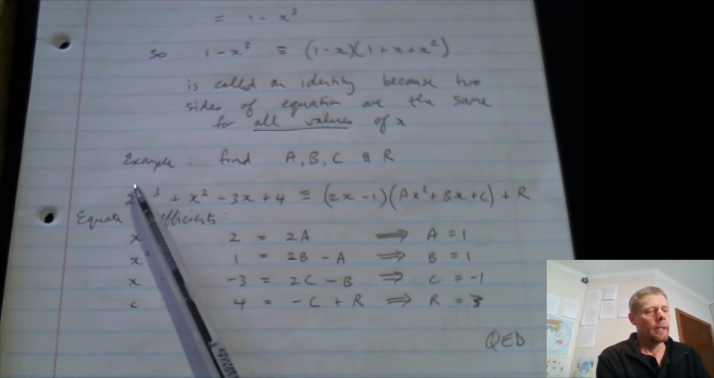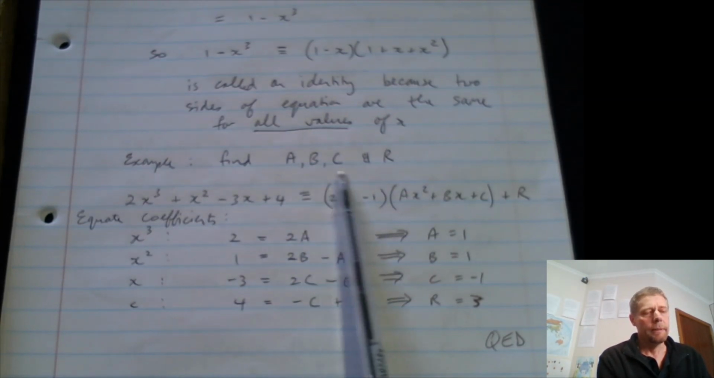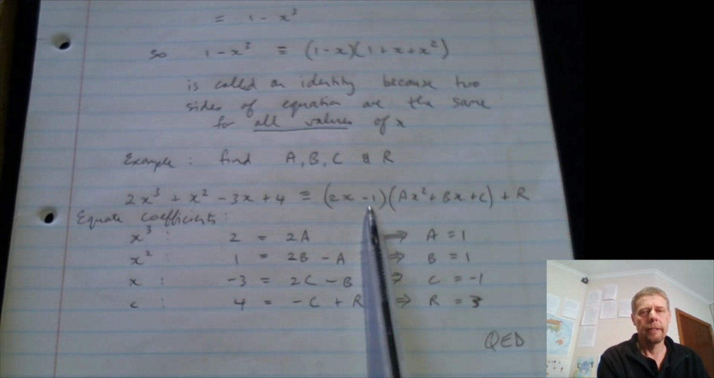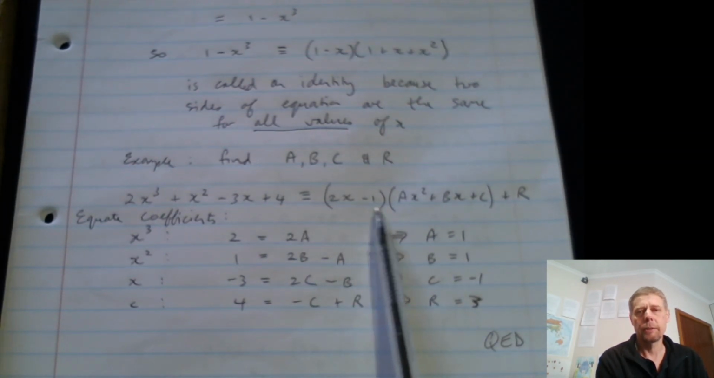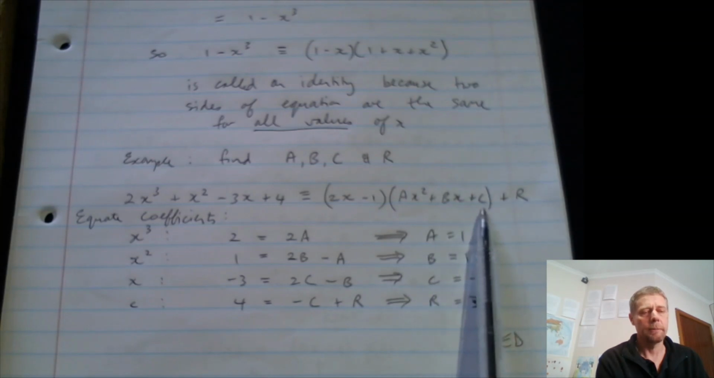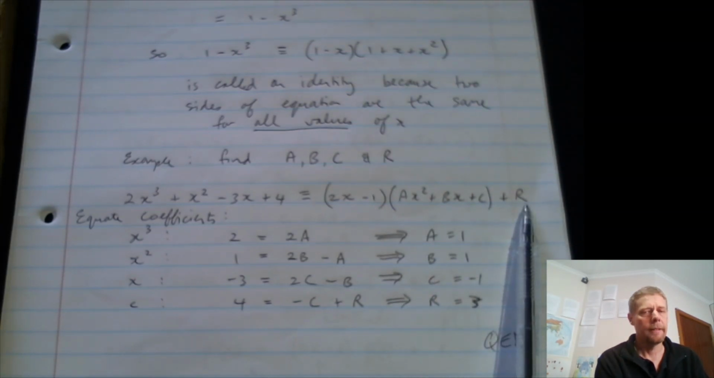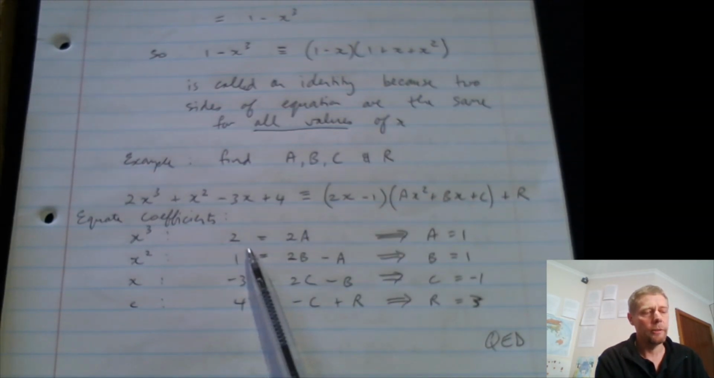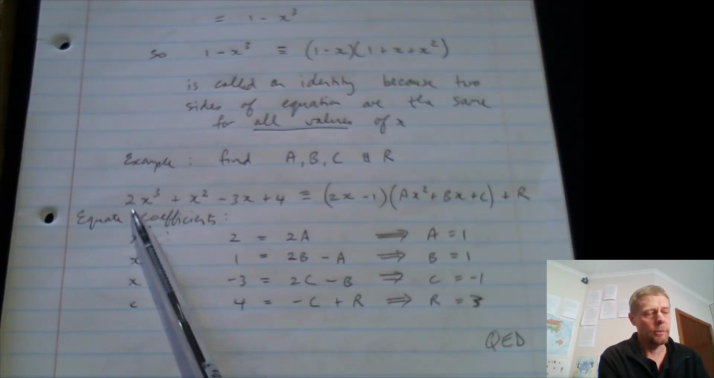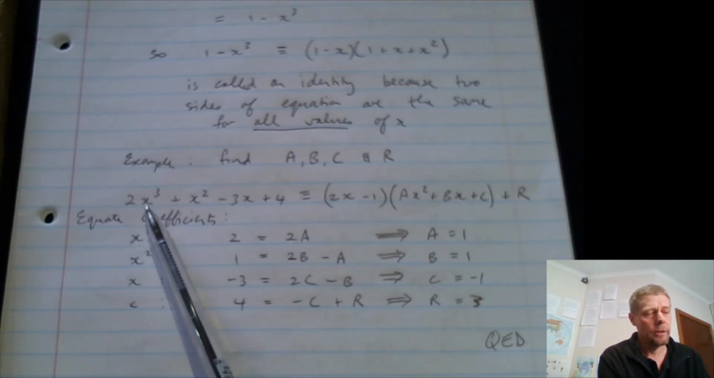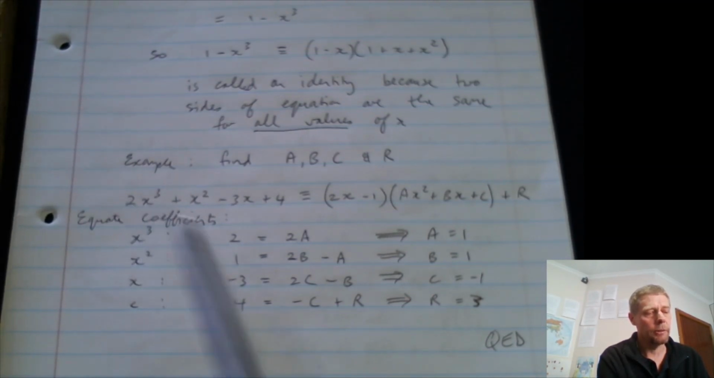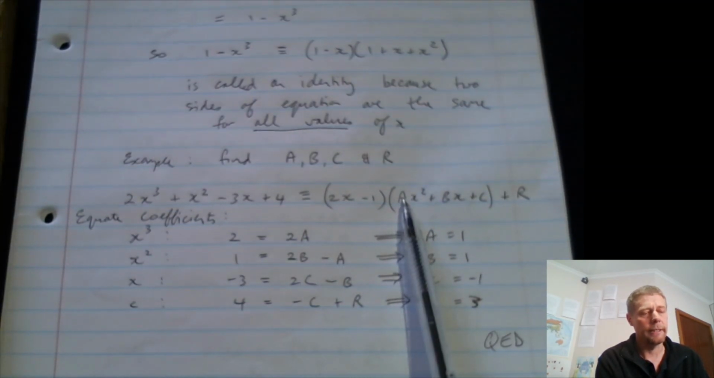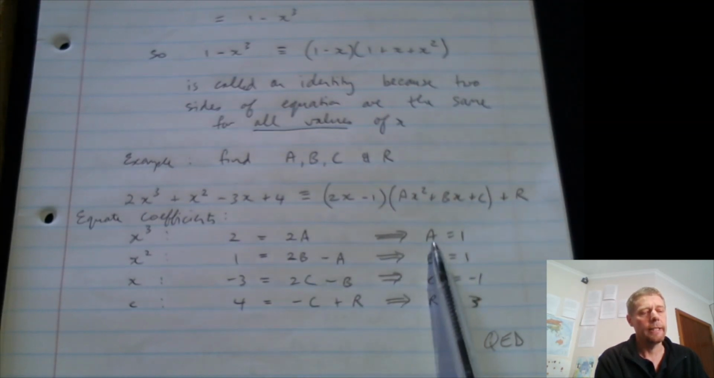Okay. Let's say we were asked to find a, b, c, and r in an expression with a polynomial on the left and an identity 2x minus 1 times ax squared plus bx plus c plus r. Because this has to work for all values of x, we can equate the coefficients of each of the x terms. So if we look at the coefficient of the x to the 3, on the left hand side we've got 2, on the right hand side the x3 coefficient is made up of 2 times a, so it's 2a. Therefore a equals 1.